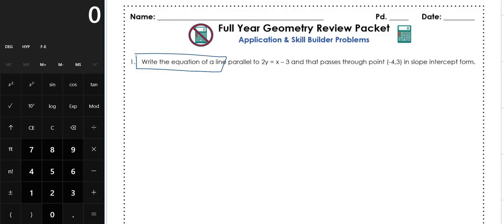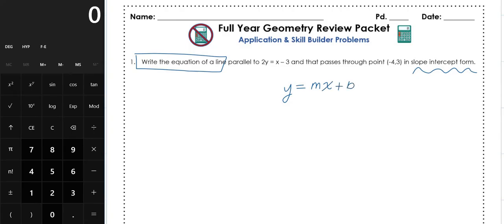Anytime they say write the equation of a line, you need to think about what I call money pays bills, which is an acronym to remind you of what you should do when you start a problem that says write the equation of a line. Now, lines come in many different forms. The form that they want you to write their answer in is slope-intercept form, which means you want your final answer to look like y equals mx plus b.